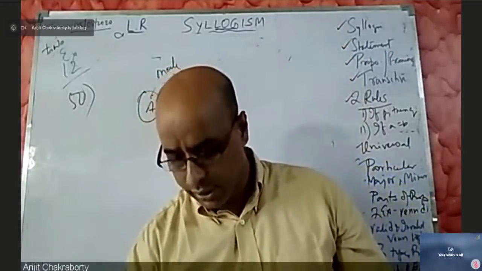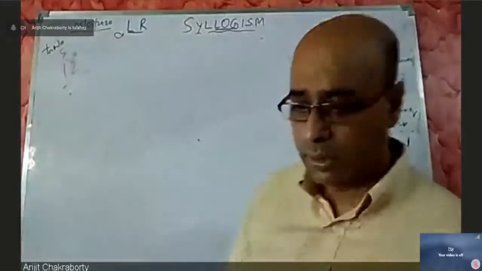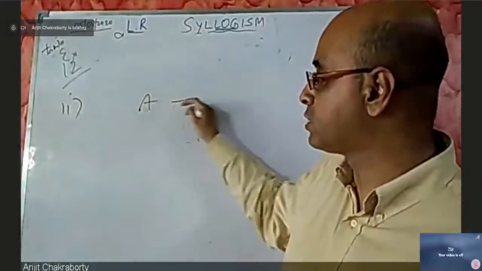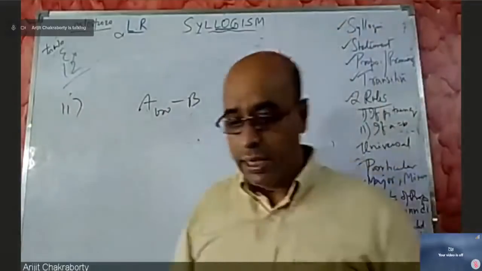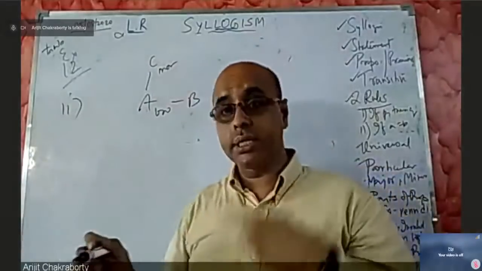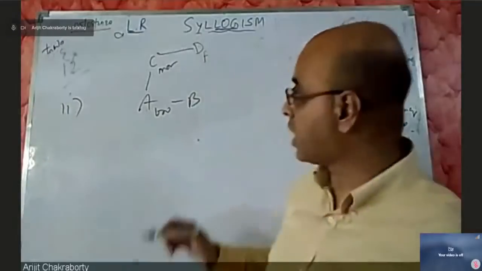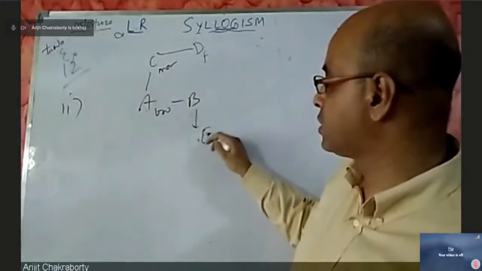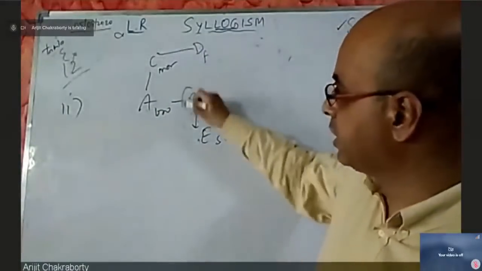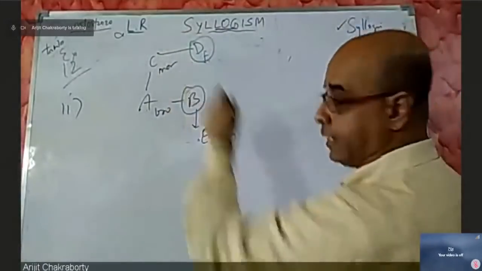Number 11. Kunal has requested me to take this up. A is B's brother, C is A's mother, D is C's father, E is B's son. How is B related to D? So you can understand how B is related to D.